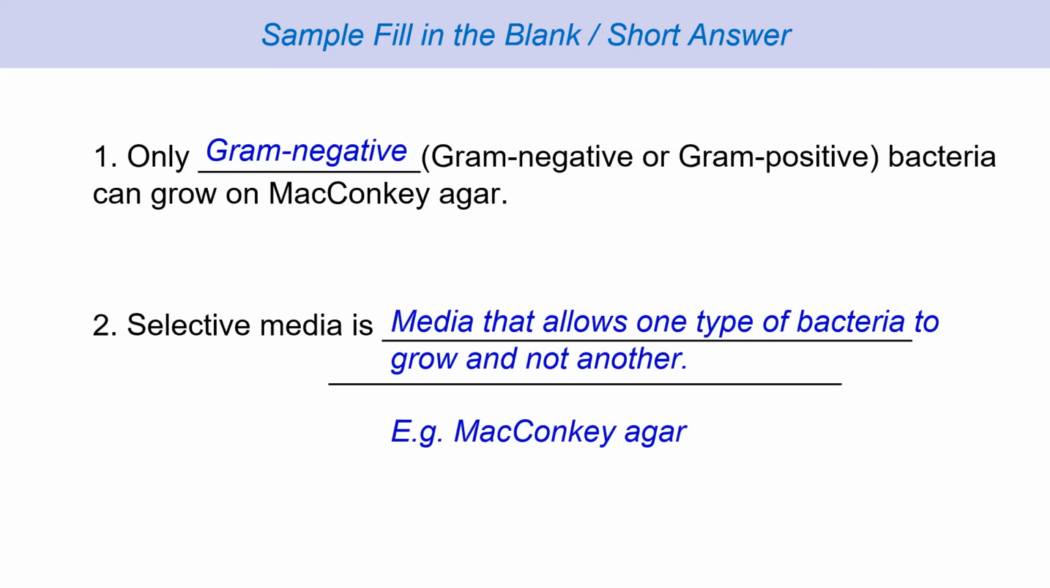And if you're answering things, just always a tip, examples are always a great thing to add. So in this case here, an example of selective media is McConkey agar, and in McConkey agar, only gram-negatives grow. And if you want to give me more information about what's in the McConkey agar, that's fine. Kind of depends on the question. But examples are always helpful. Even if it doesn't ask for examples, give them. And if you know them, it's only going to help you out.